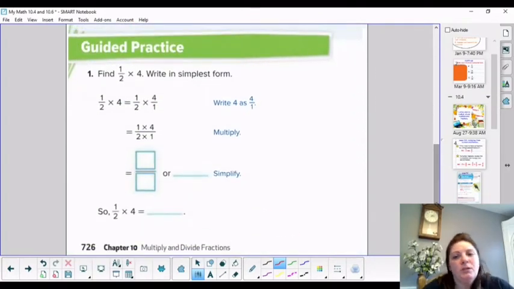Here's the guided practice. I want you to pause this real quick, give it a try in your notebook, and then I'll go over it with you. Hit the pause button. Okay, let's go over your answer.